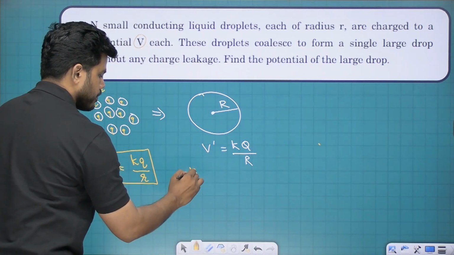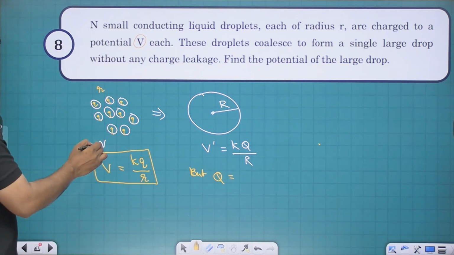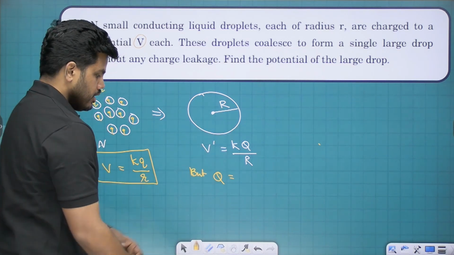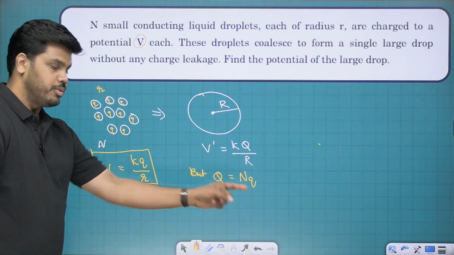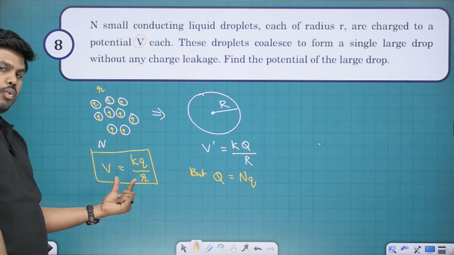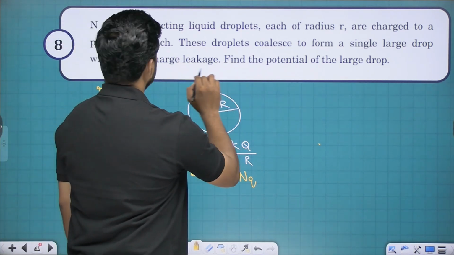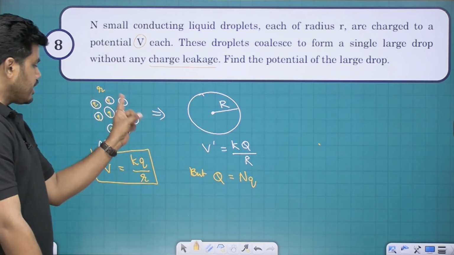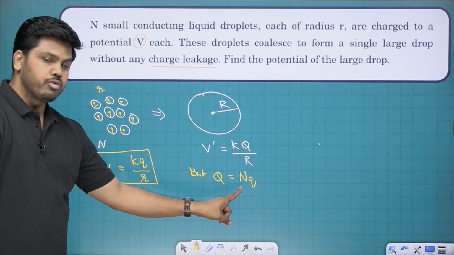Let me substitute capital Q. See, we know n droplets, each of them with charge q, are combined to form the big one. So capital Q is going to be n times small q, correct? N times small q, because we have n droplets, each of them has a charge q, because they are charged to a potential V. So the total charge in this big drop, without any charge leakage, there is no charge leakage when we combine them, is going to be n times the charge on each droplet. So capital Q is ready for substitution.